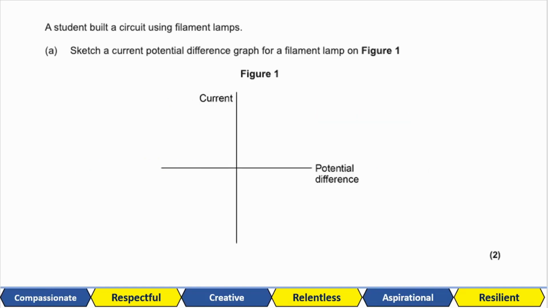This question is going to link the episode I did on current and potential difference. A student built a circuit using a filament lamp. Now sketch a current potential difference graph for a filament lamp. See if you can collect the 2 marks here. What should we draw?